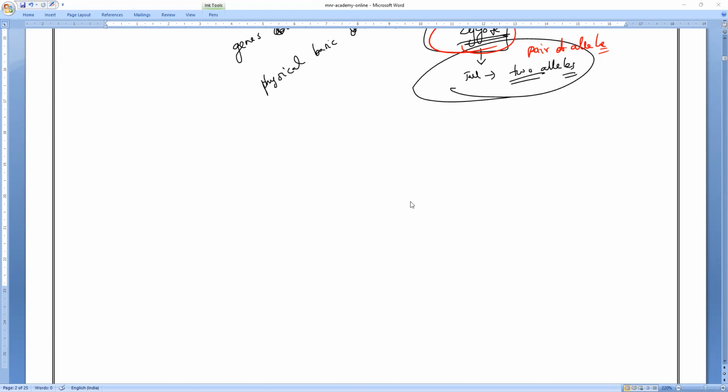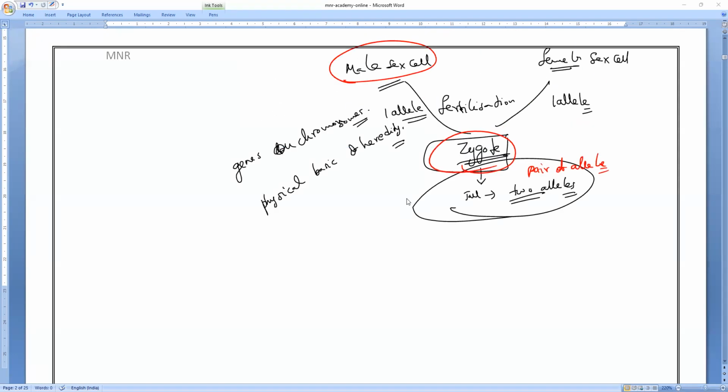This is all about genes. So who is responsible for the transmission of traits? Gene. The gene is the unit of the chromosome, of DNA, which is responsible for the transmission of characteristics from parents to offspring. That is what you have to remember.